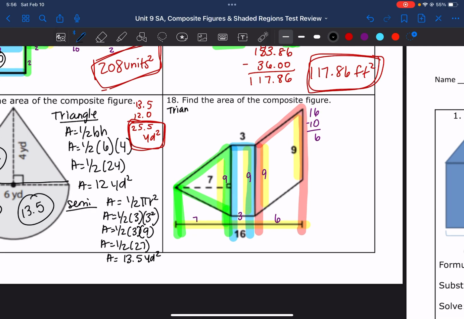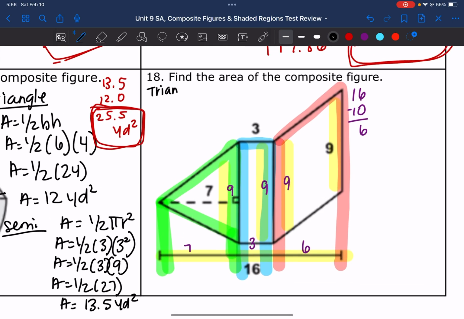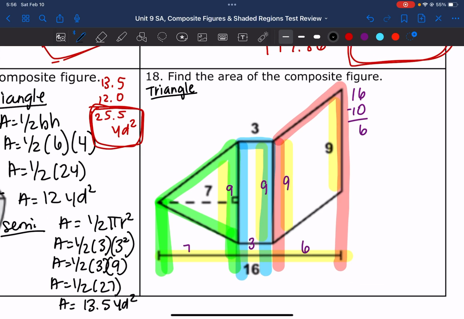I wanted to do the T-chart, but there's just not enough space for me to do that. So for the triangle, we're going to have to work with what we have. Area equals 1/2 base times height. Base is 9, height is 7. 9 times 7 is 63. And then half of 63 is going to be 31.5 units squared. So in here, this is 31.5.